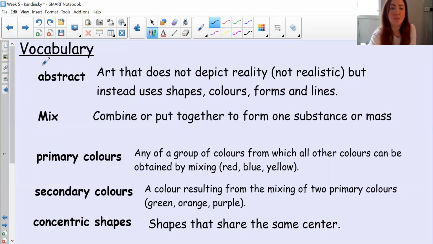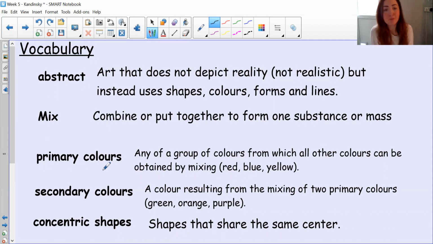So today's vocabulary, a few of these words we already know, so we'll just be refreshing our memories. So what does this word say? That's right, abstract. And as we know, that means art that does not depict reality. It's not realistic, but instead uses shapes, colours, forms and lines. As we've been looking at Kandinsky, we know he's a good example of an abstract artist. Then mix means to combine or put together to form one substance or mass. We're looking at mixing colours to make one new colour, or lots of different colours actually.